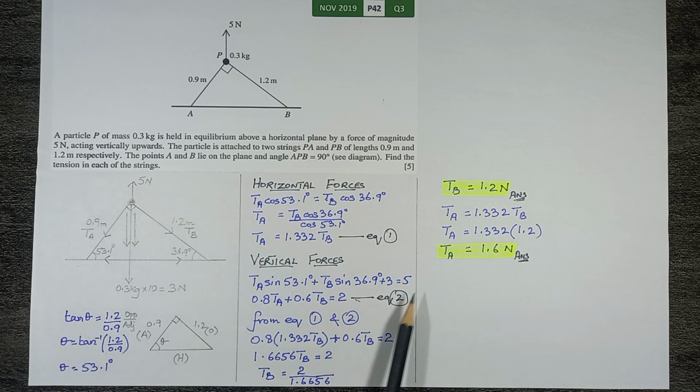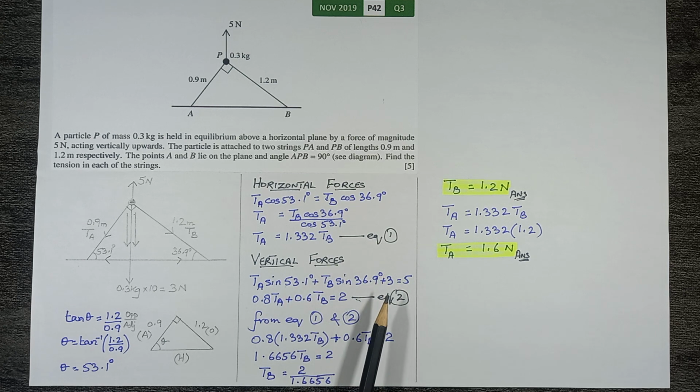We have made a condition, and instead of this sine 53.1 we have written 0.8 of TA. Sine 36.9 is 0.6 for TB, equal to this 5, and when this plus 3 moved on the other side, 5 minus 3 is 2, and we have equation 2. Our target is to find the value of TA and TB, which are the tensions in both the strings. So we have two equations, equation 1, equation 2.